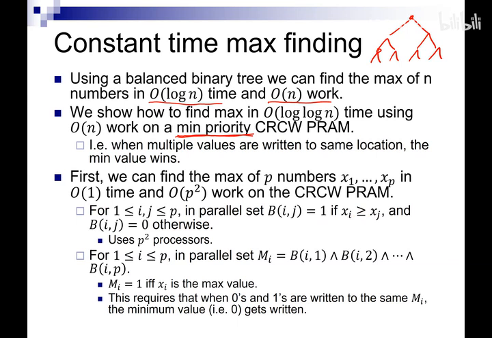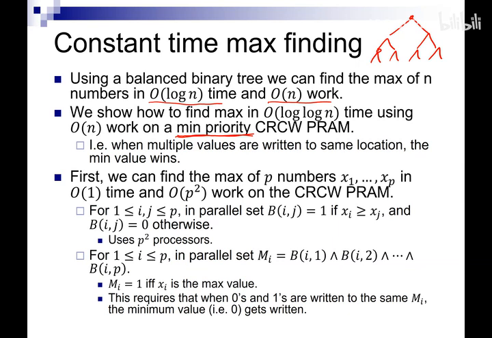And then next, we can do all of these computations in parallel, of course. Then next, we're going to compute this value m sub i here. m sub i is equal to the AND of all of these b values: b_i1, b_i2, and so on, all the way up to b_iP.